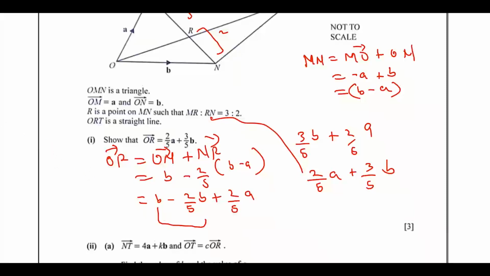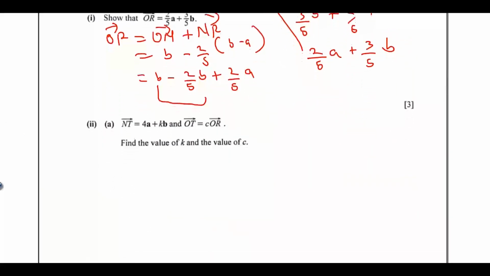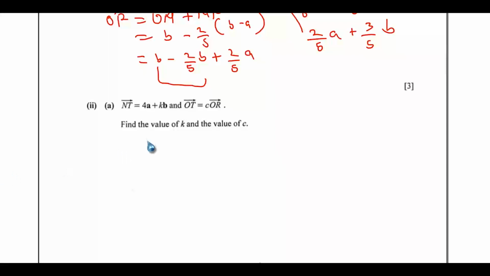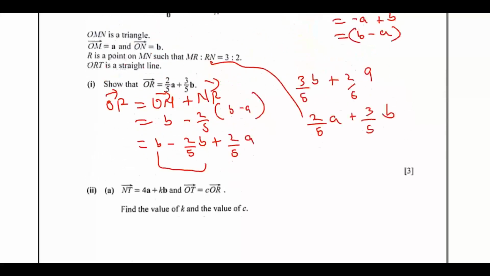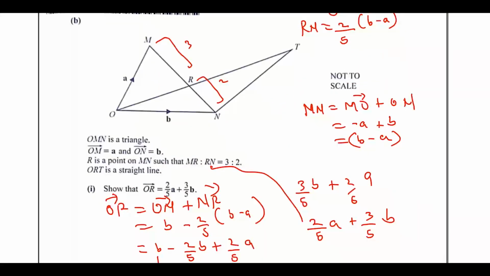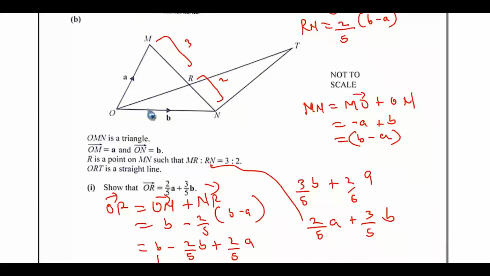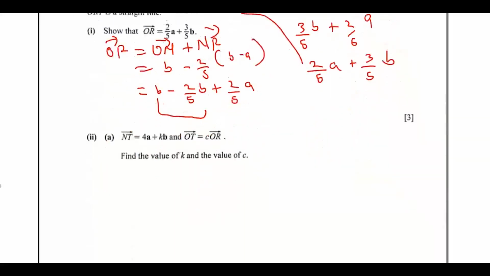So Roman 2: NT is equal to 4A plus KB, and OT is equal to C times OR. Find the value of K and the value of C. Okay, to do this, we already know that MN is equal to B minus A. If you check here, MN equals B minus A. So let's write that.